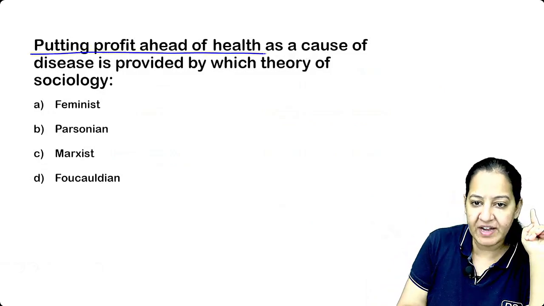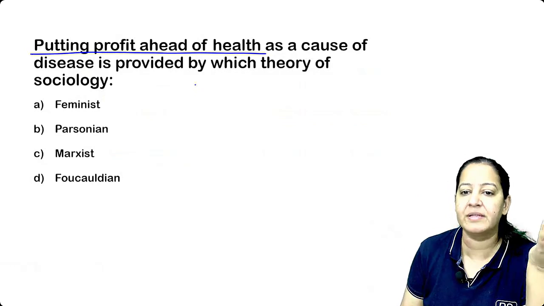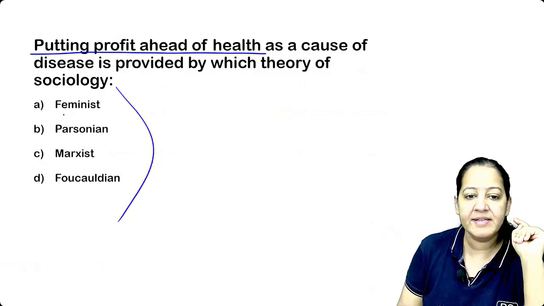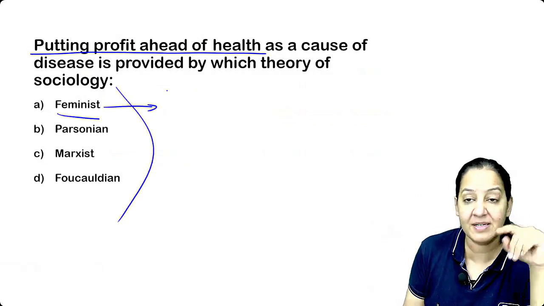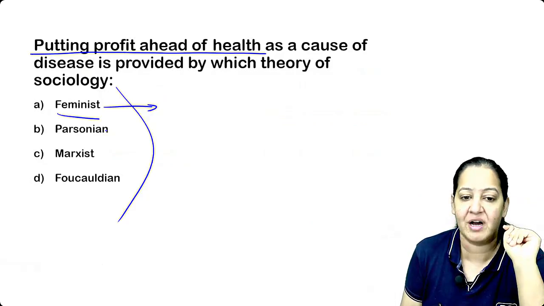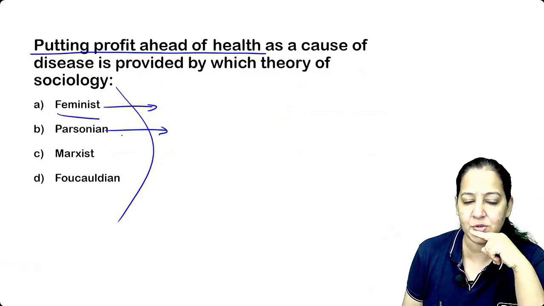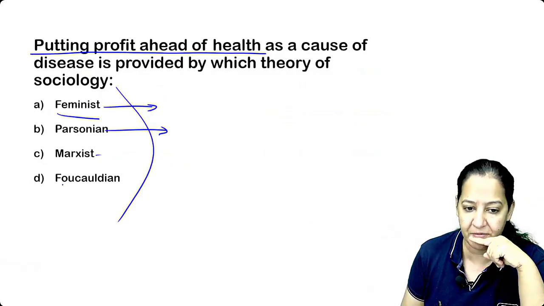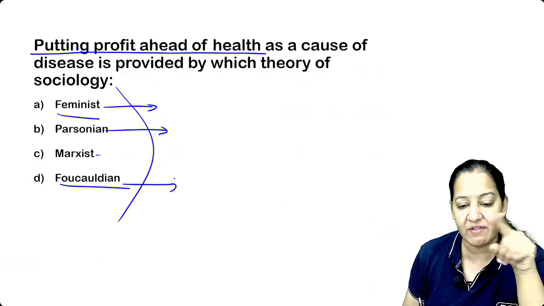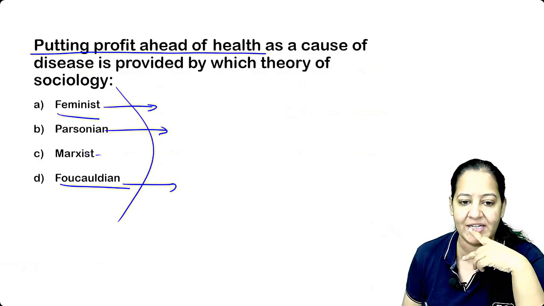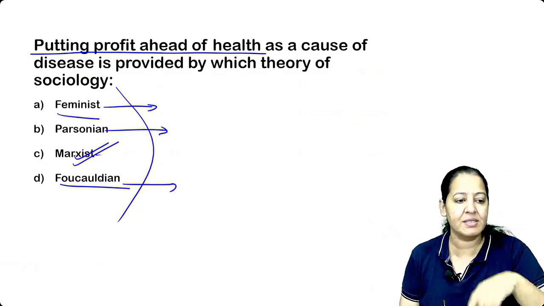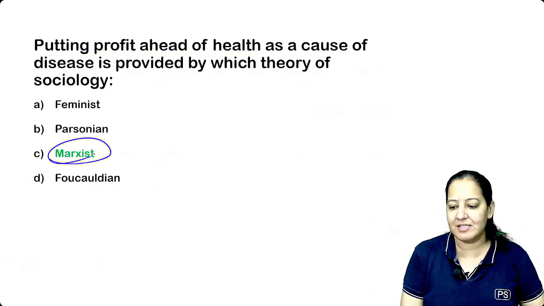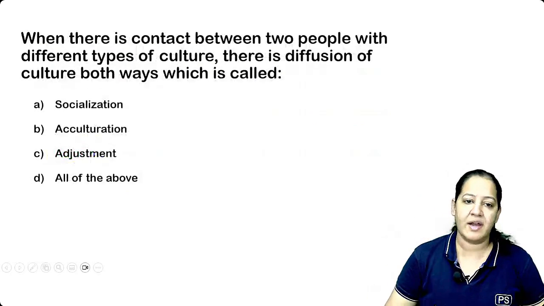Putting profit ahead of health, putting money ahead of health. This is a theory given by whom? Is it feminist? No, in the feminist it's a patriarchal society. Parsonian? No, Parsonian also it's not there. Foucauldian? No, that was dividing the disease into two categories. Yes, Marxist. Marxist is the correct answer, and you all are right. I have done the correction there also. So the correct answer is C.